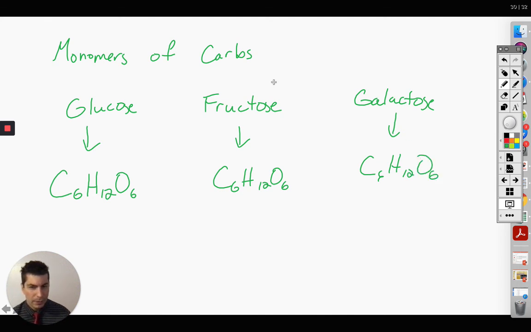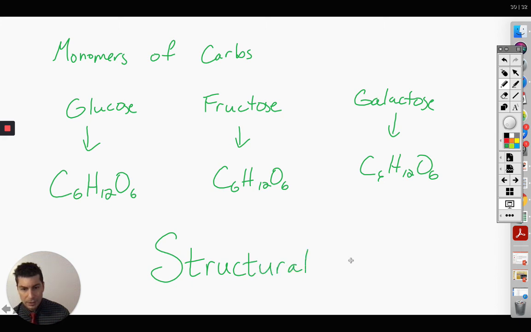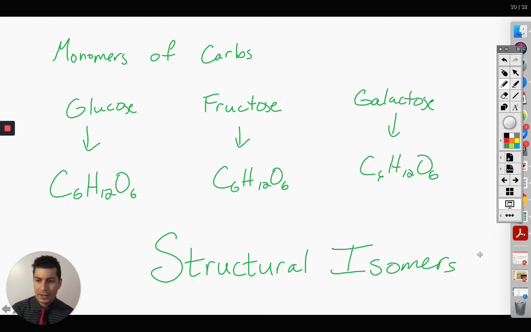Okay, so how are they all the same, but they all have different names? Well, the way they're put together is different. The way our elements are arranged in these 3 is different. So even though they have the same chemical formula, the structure is different. And we call these structural isomers because their structure is different even though they have the same amount of elements in the same ratio.